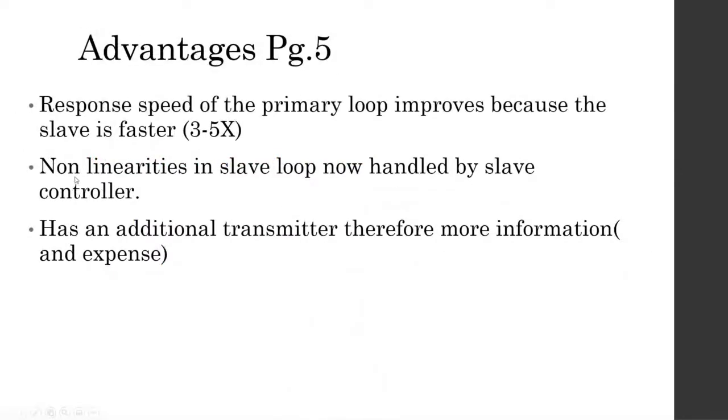Non-linearities in our slave loop are now handled by the slave controller. That's not really a super significant point, but now that we have an additional controller in our slave loop, we get all the benefits of having a controller on it, which helps us reduce those non-linearities. Cascade also has that additional transmitter, therefore we get more information on our process, so we can make things work a little bit better. That also comes with some expense, obviously.